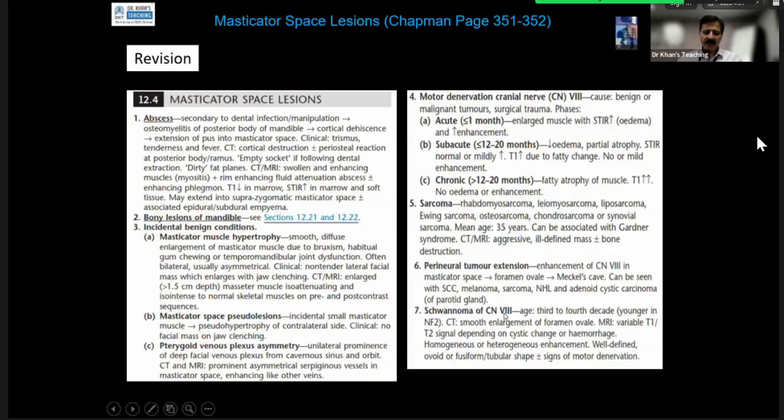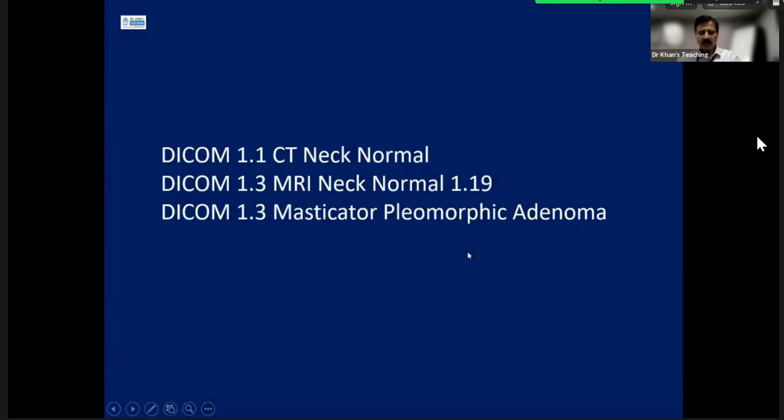So the point I'm making here is that this example tells you the principles of head and neck radiology. First of all, place it, and then look at the radiological features and the clinical features, and then reach a final diagnosis. So this was it. Now, let me go through a few DICOM images regarding our anatomy.